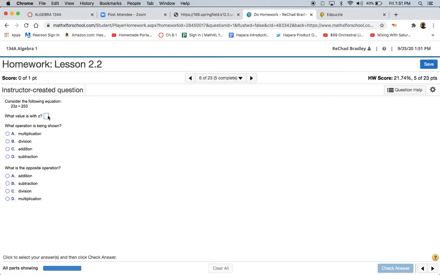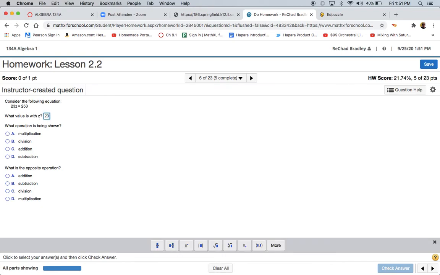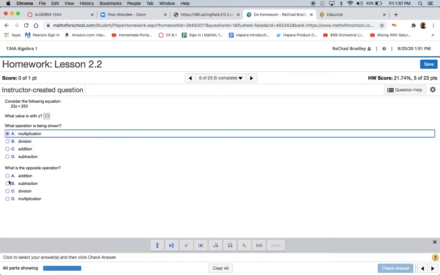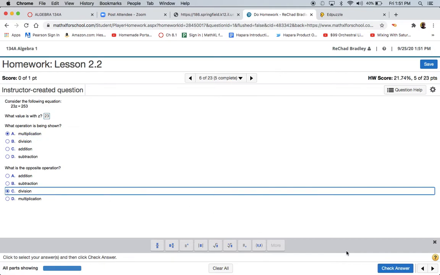Alright, now we get into the material for the day. What value is with z? Z is right next to 23. I do not need a plus, it's just a regular 23. The operation being shown, because there is no symbol, is multiplication. The opposite of multiplication will be division.